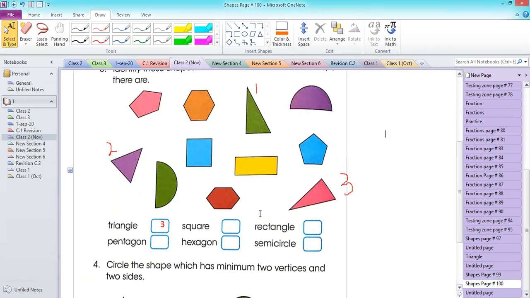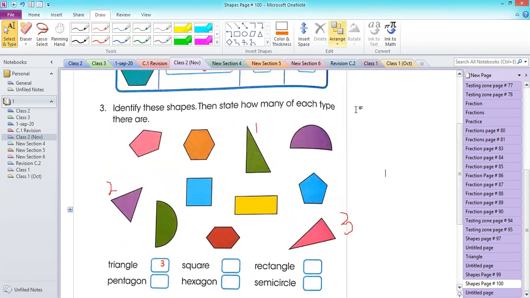Now you have to check for a square. You know, a square has 4 sides and 4 vertices. So first you will check 4 sides and 4 vertices. 1, 2, 3, 4. We have to check 4 sides and 4 vertices. So guys, do it by yourself and check your answers with me. I'm going to check also, but you have to do it by yourself also.